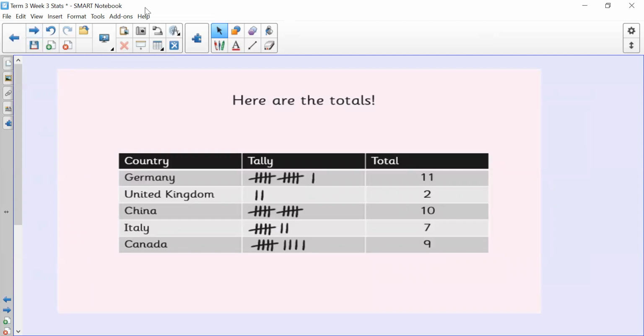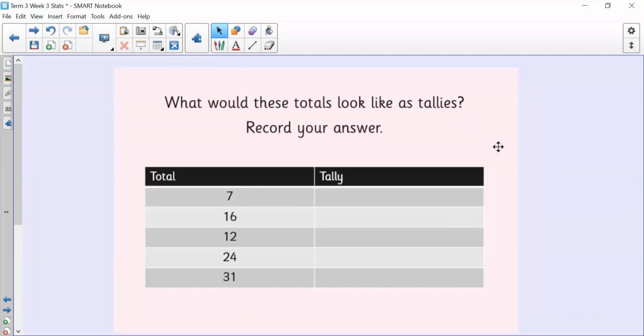So pause this now and mark yourself up. Did you count them correctly? Okay, well done if you did. Remember, you just really need to either count in groups of 5, or if there's less than 5, then just count the ones, okay?